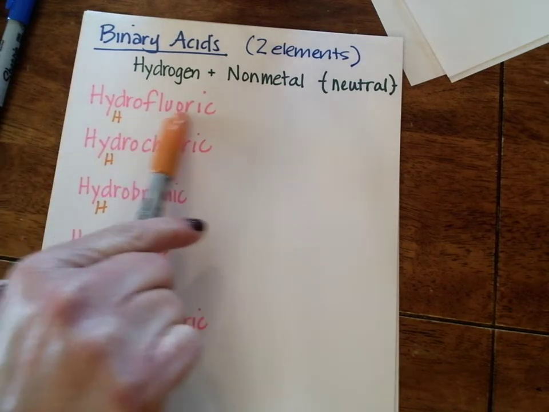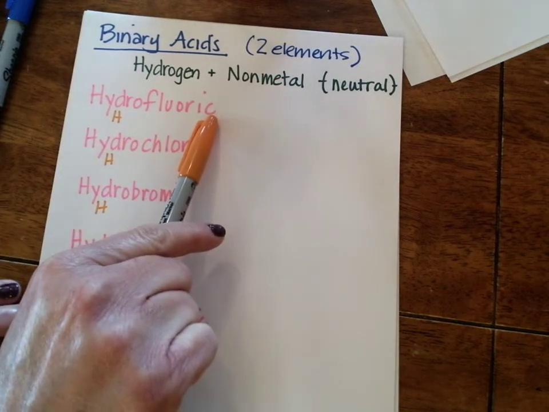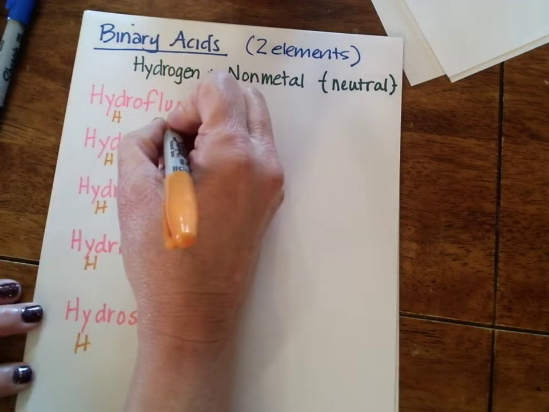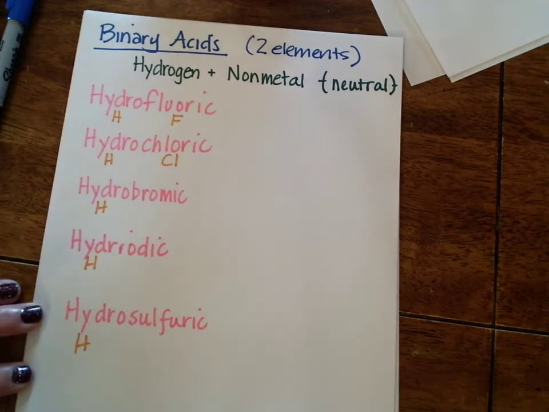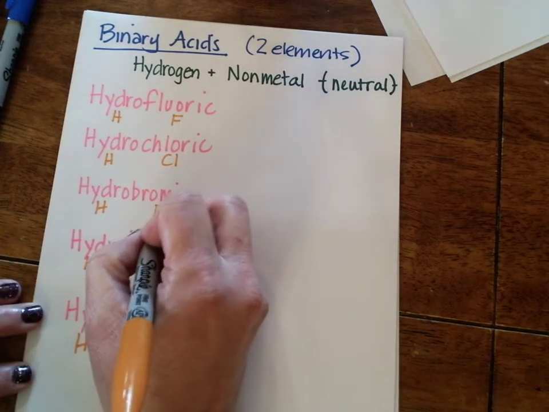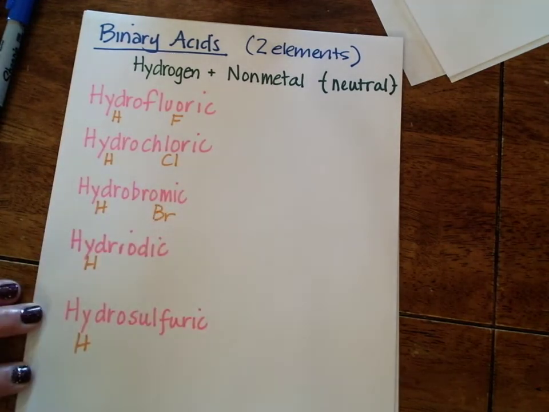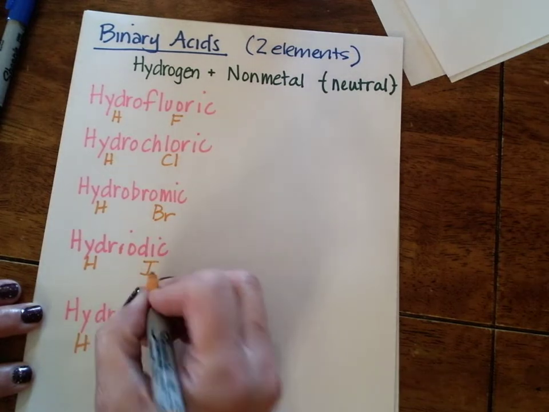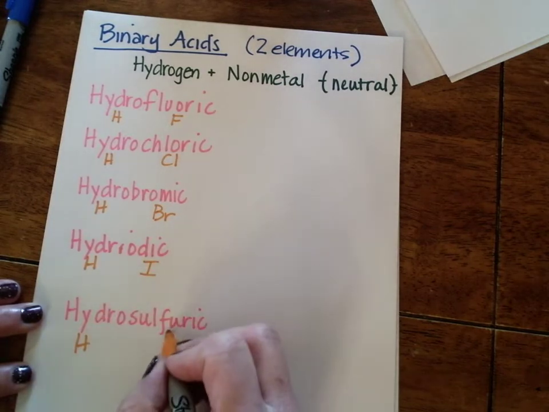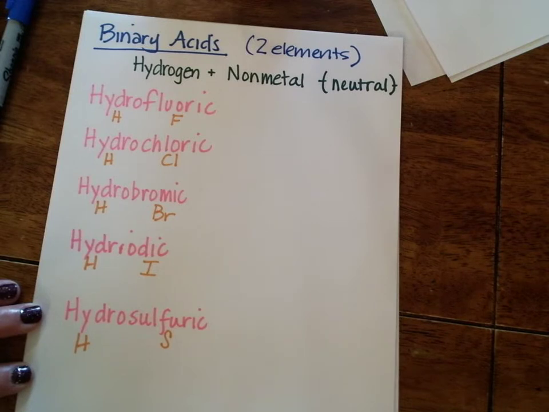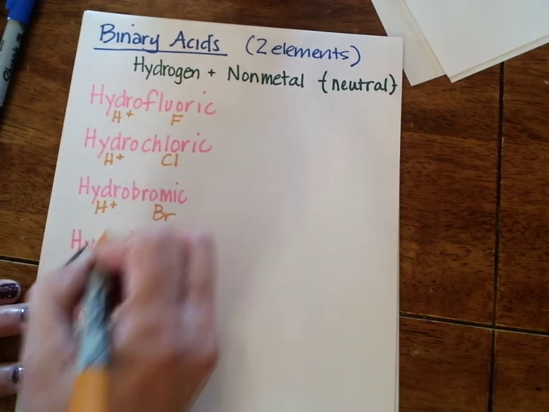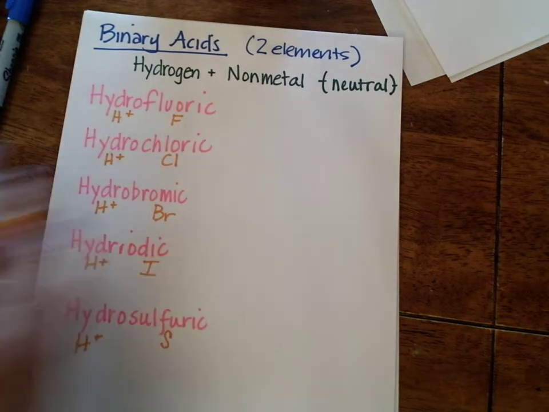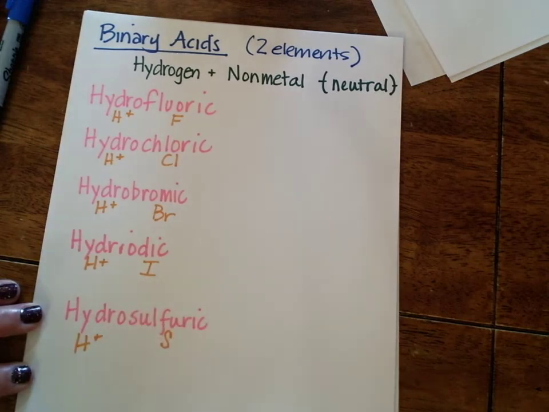Then I have to look at the second part like we did previously to figure out what element. Fluoric, that tells me F for fluorine. Chloric tells me Cl for chlorine. Bromic tells me Br for bromine. Iodic tells me I for iodine. And S tells me S for sulfur. Then I have to think about, okay, what are the charges? Plus, all the way down. Then I can locate these on the periodic table if I don't remember.